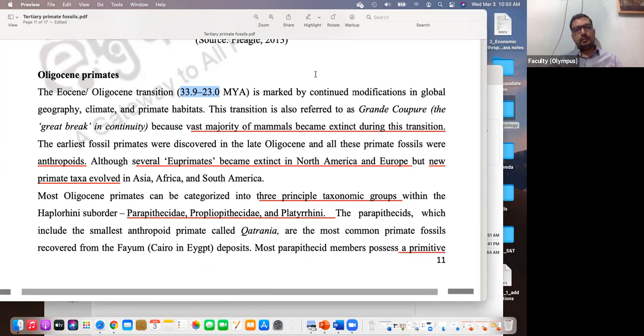And it was noticed that the majority of the mammals started to go extinct. Old forms of mammals were going off and new forms of mammals were coming at this time, or there was evidence for that.